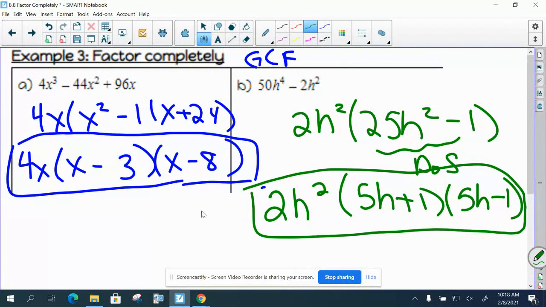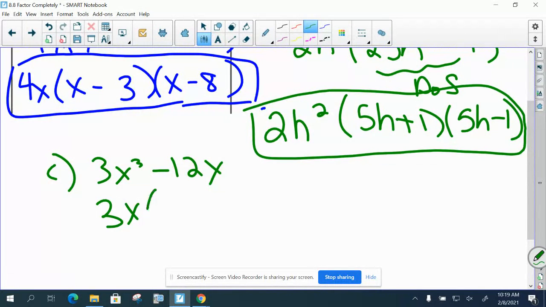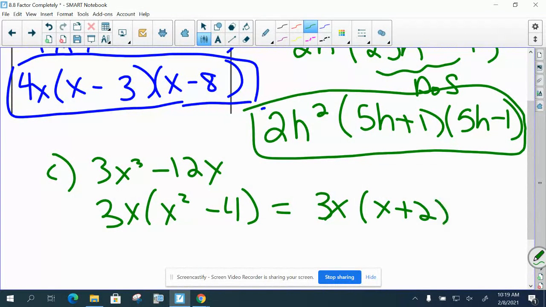All right. And then there's one more. It says 3x to the third minus 12x. So I will let you try this one on your own. So what you're going to do first is factor out the 3x. And then you'll write x squared minus 4. And then with the 3x, you can factor this as a difference of squares as x plus 2 times x minus 2. And that would be the final answer.